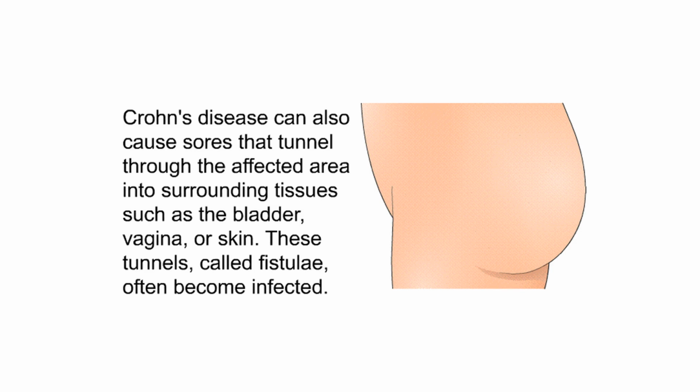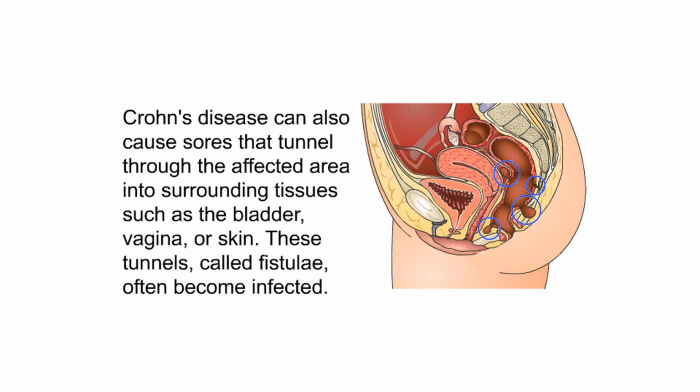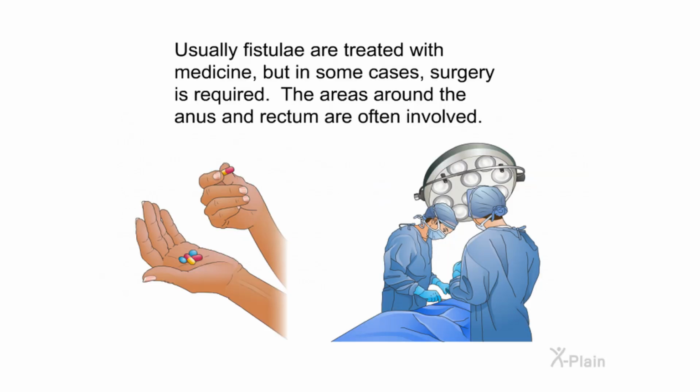Crohn's disease can also cause sores that tunnel through the affected area into surrounding tissues such as the bladder, vagina, or skin. These tunnels, called fistulae, often become infected. Usually fistulae are treated with medicine, but in some cases surgery is required. The areas around the anus and rectum are often involved.